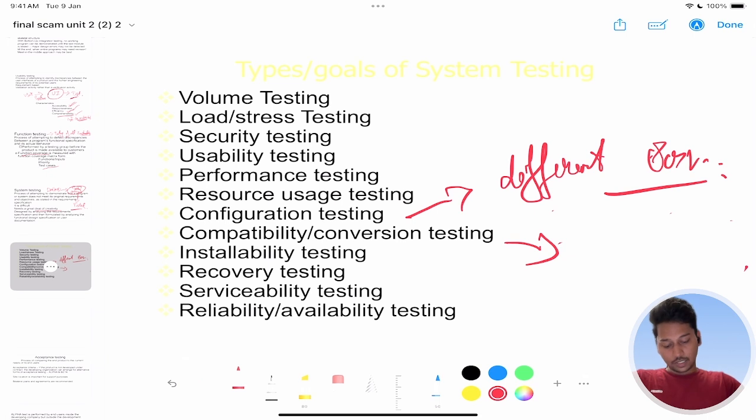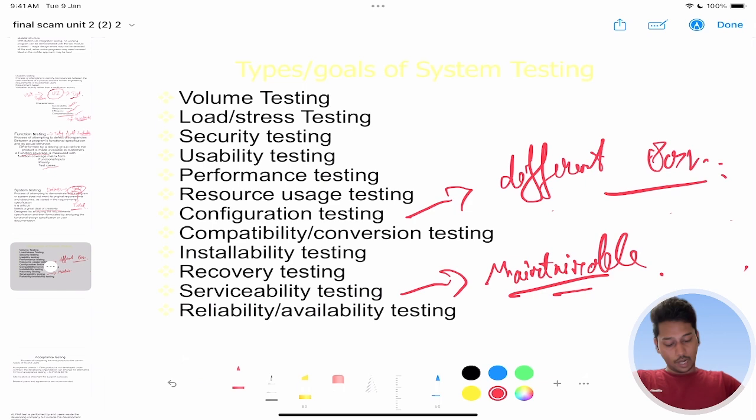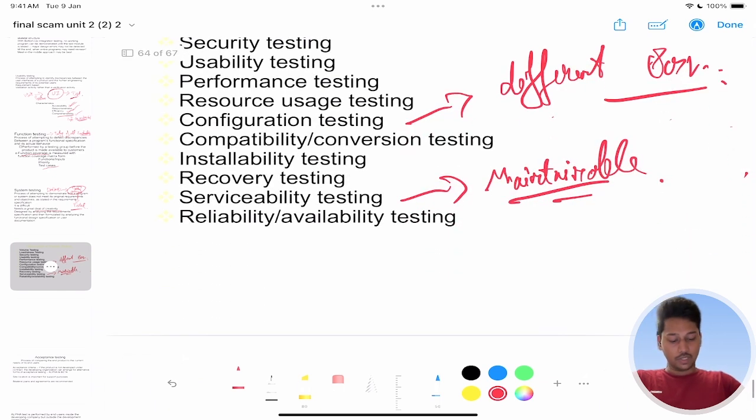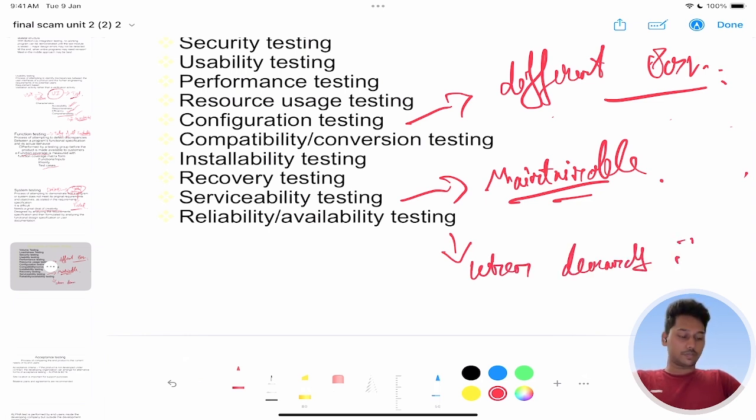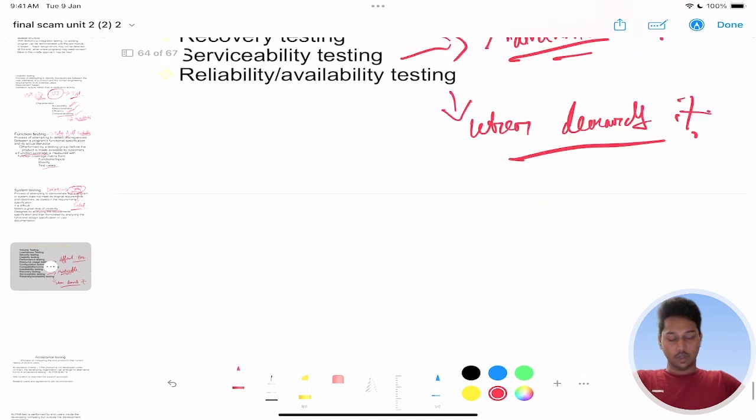And then recovery testing. Recovery testing is like whenever there is an error, security breach, or data breach, the system should be able to recover. Serviceability testing is similar to maintainability testing. It should be maintainable. And then reliability testing: the system should be reliable and available for the user when the user demands it. It should be available always.